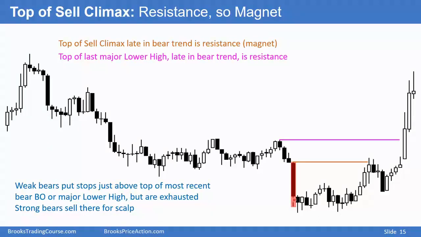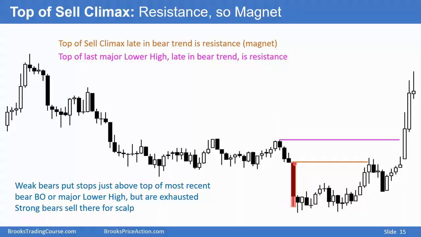Weak bears see a strong bear bar like this. They don't want to risk much. They'll put a stop just above the top of the sell climax bar instead of the top of the most recent major lower high. Strong bears know that the market is probably going to go above here, and they're buying back their shorts down here.